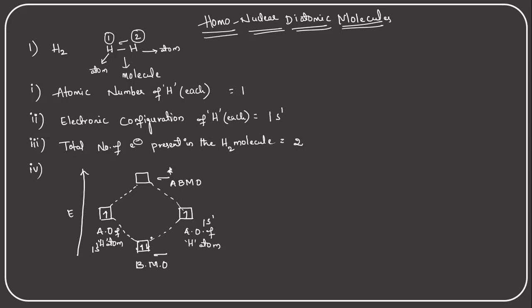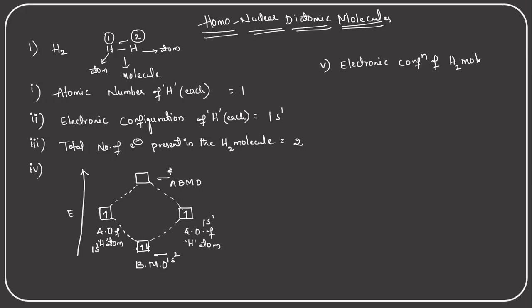And here two electrons are present in the bonding molecular orbitals, which is represented with the sigma symbol. So this is written as sigma 1s2. Now the fifth point: writing the electronic configuration of the H2 molecule now.